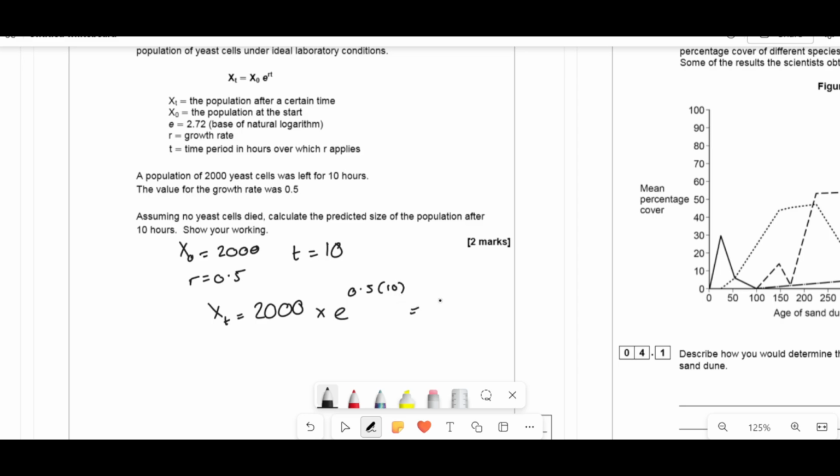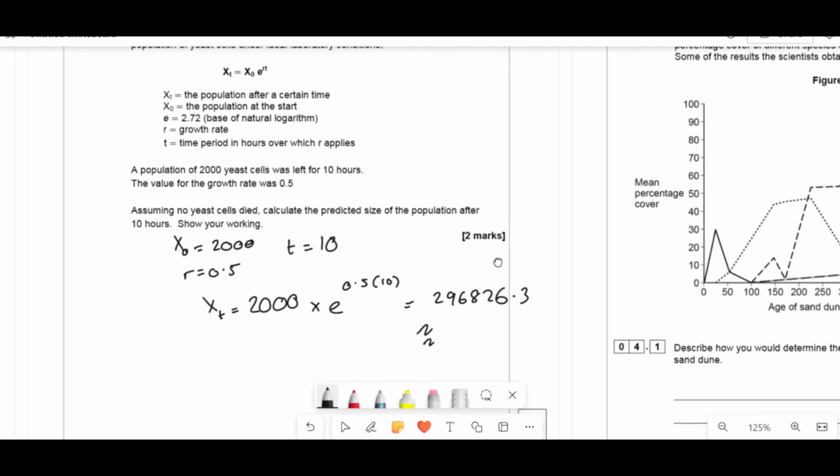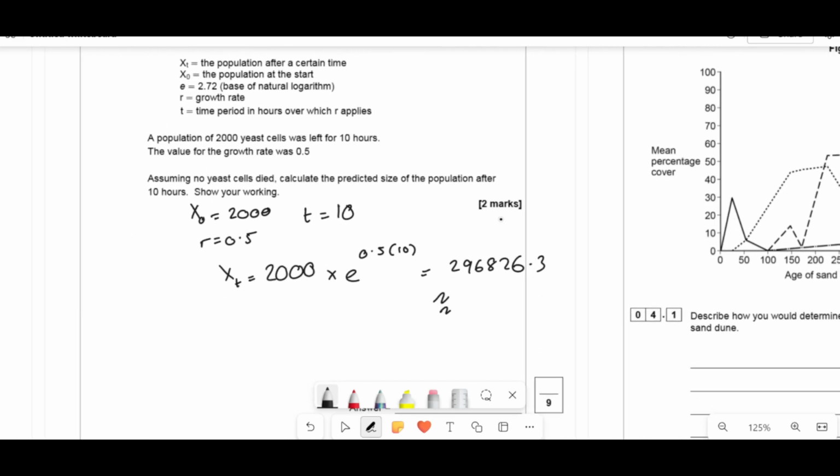If we do that, we get 296826.3, but I'm going to keep it as the same number of significant figures they've given us in the question, or at least decimal places, which we will go with 3. So 298000. There you go.